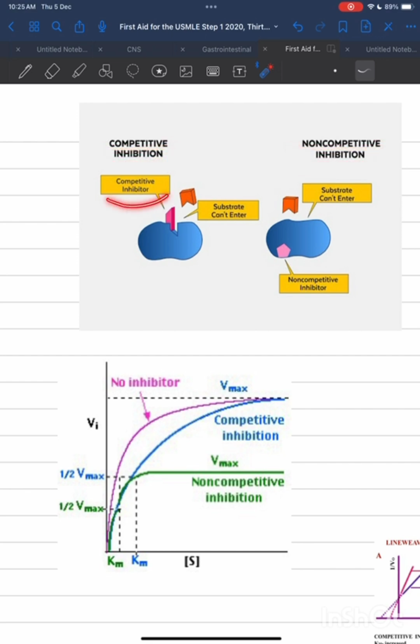Here the competitive inhibitor binds to the enzymatic site and blocks the substrate from binding to it. So this is competitive inhibition. In non-competitive inhibition, the non-competitive inhibitor binds to the allosteric site and results in a structural change of the enzymatic site. So the substrate can't bind to the enzymatic site. So these are the two types of inhibition.